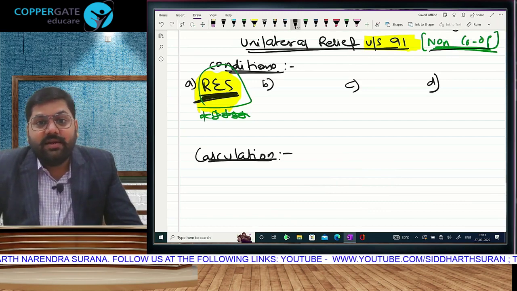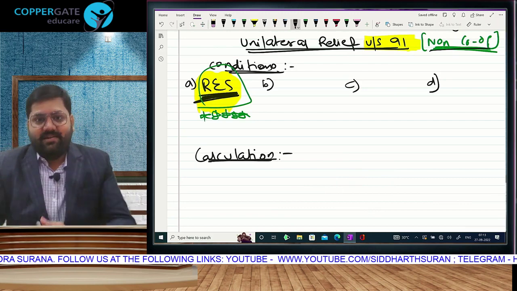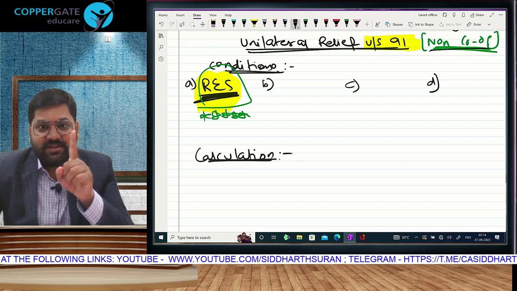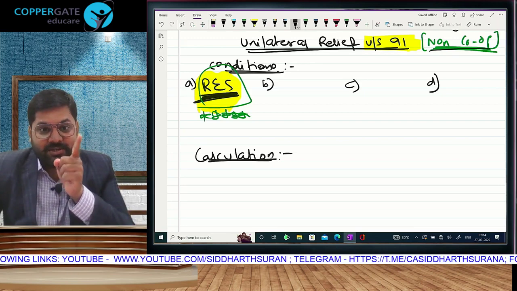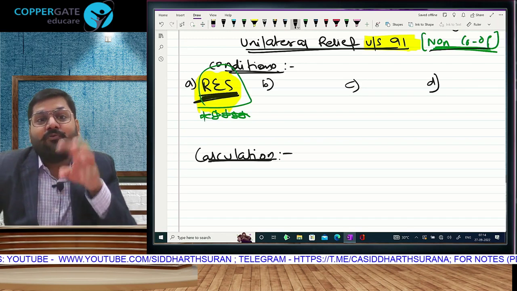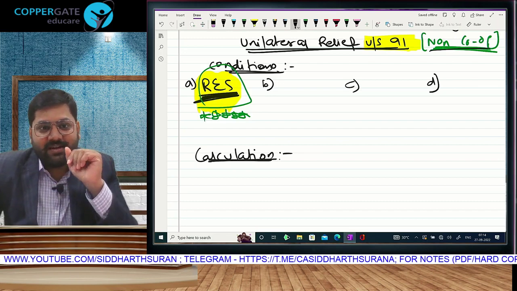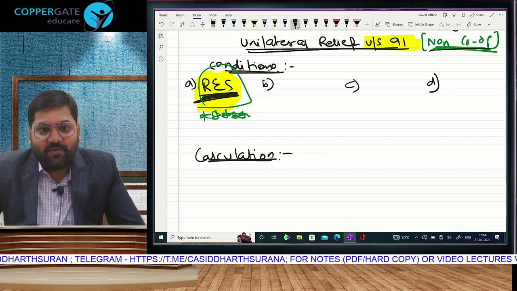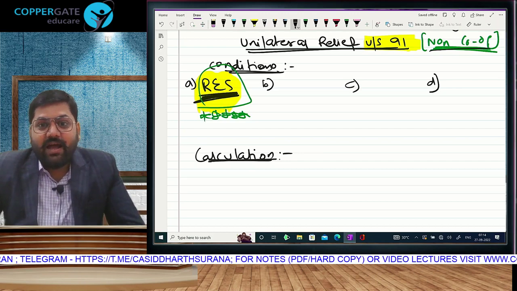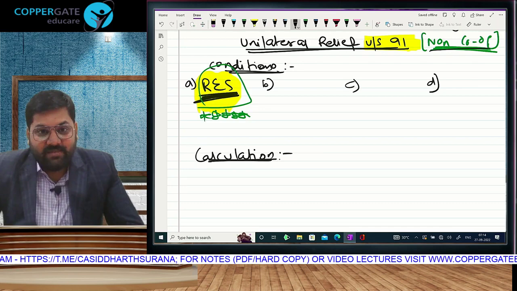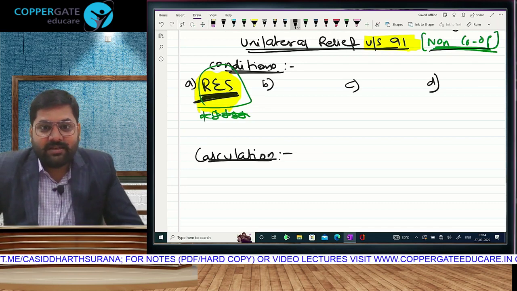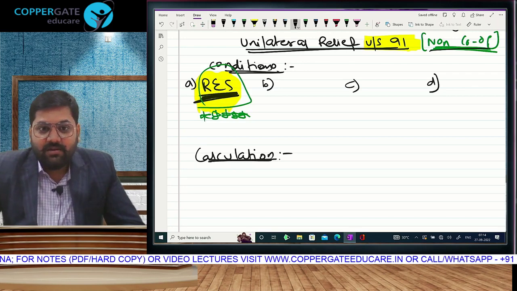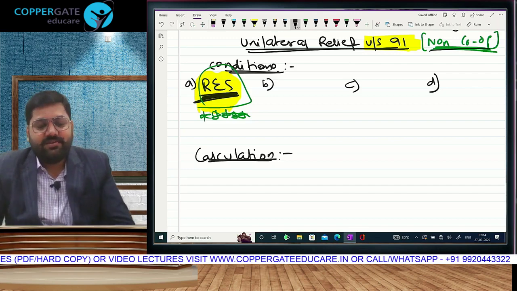Sir, we have understood that unilateral relief is only for resident. But sir, why? What is the reason? What is the logic? Nothing is bigger than logic. Nothing, my dear students, is bigger than logic. Anyone can tell you what the law is. You can yourself go and read section 91 and find out what the law is. But why, sir? What is the reason behind this? If I have to call myself the best in my subject, I have to first make you the best in my subject. And the difference between you and any other CA student of the country will be, you will know the reason behind the provision.